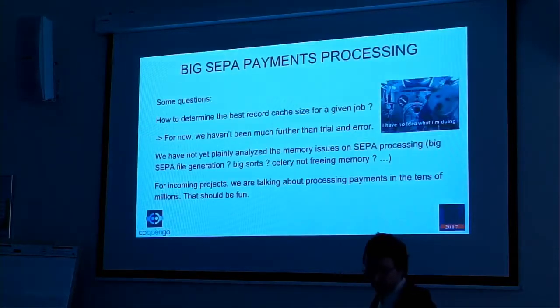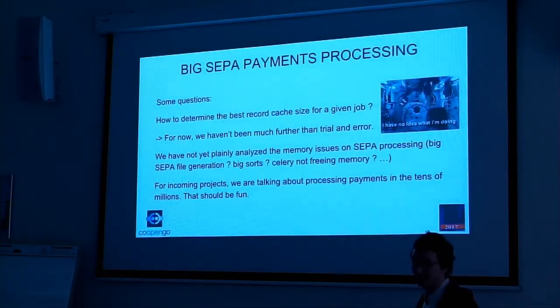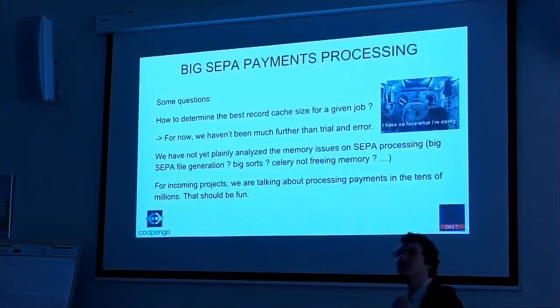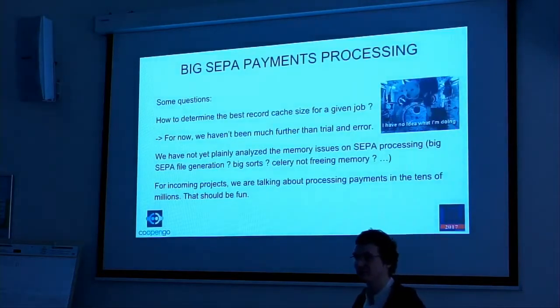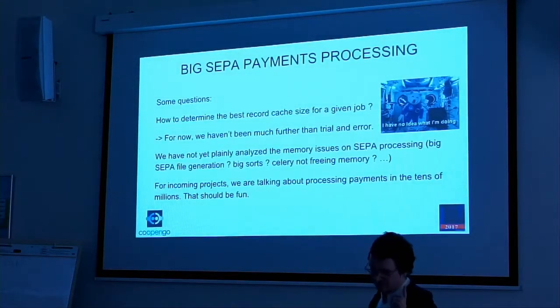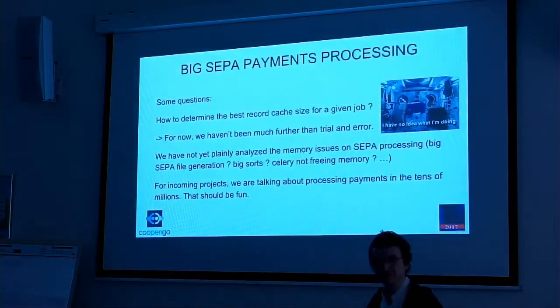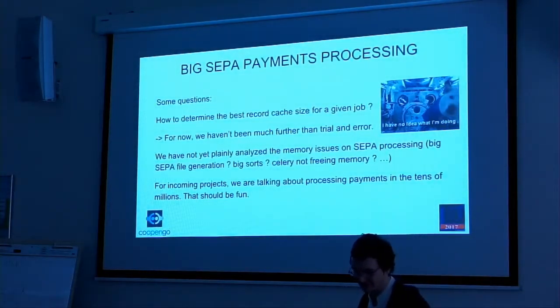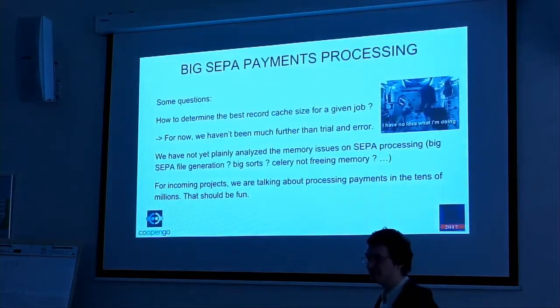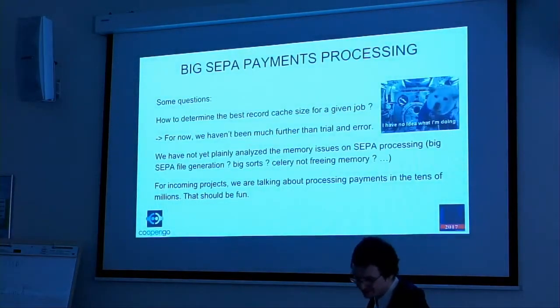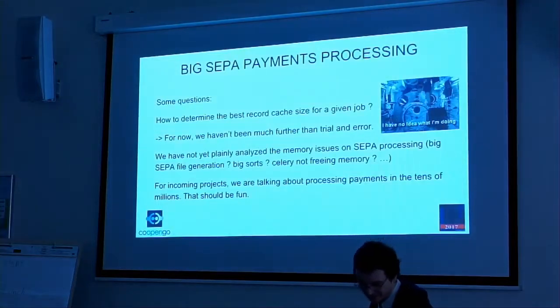So the question we have now is how do we find the best record cache size for a given job? What we use now is, for example, if we have a job of 25,000 payments, we set the record cache size to 50,000, so twice that. We are not sure that's the right number. It's really empirical. You try and it fails. Maybe Ali knows this better than I, but it's not easy to find the right size.